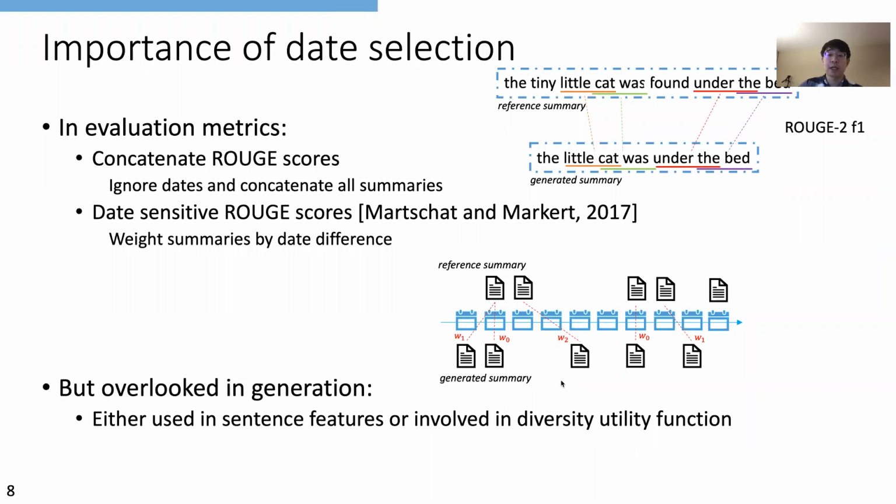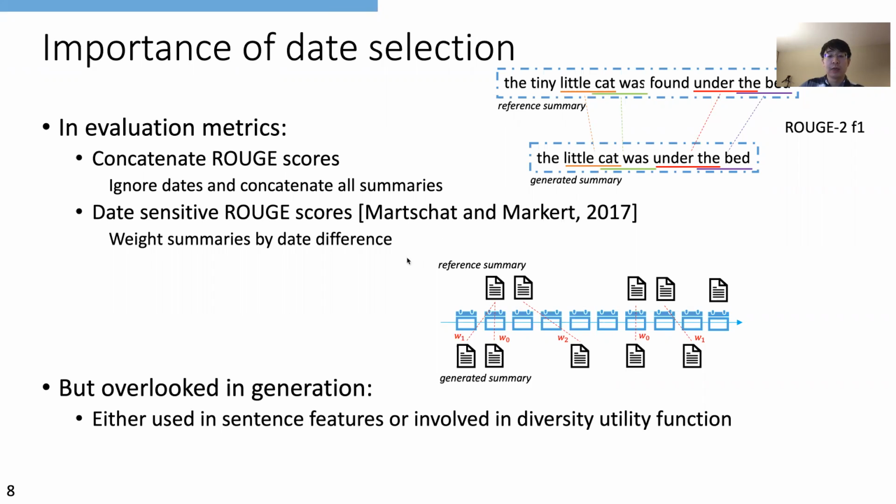Interestingly, although news timelines are composed of both salient dates and daily summaries, existing studies mainly focus on modeling relationships among articles' context while paying less attention to date selection. For example, the original evaluation for timeline summarization simply ignores date selection and concatenates all daily summaries together for ROUGE score calculation. ROUGE scores are measured by the n-gram overlaps between the reference summary and the generated summary. As shown here, ROUGE scores are measured by the overlap of bigrams.